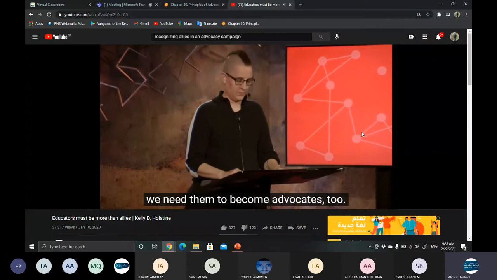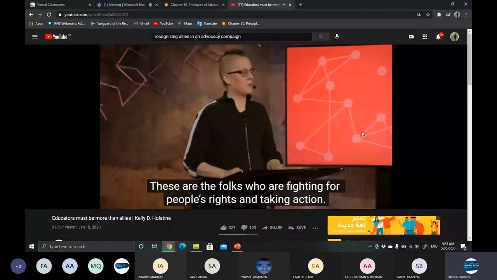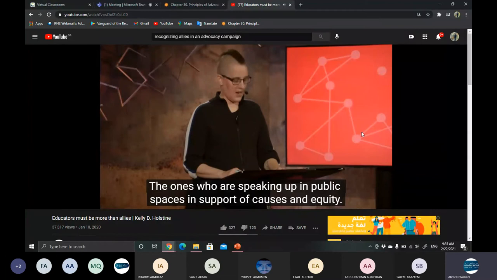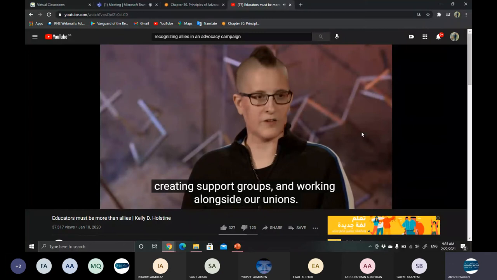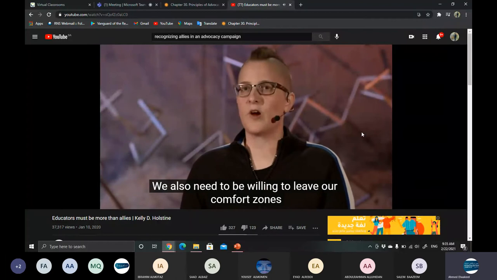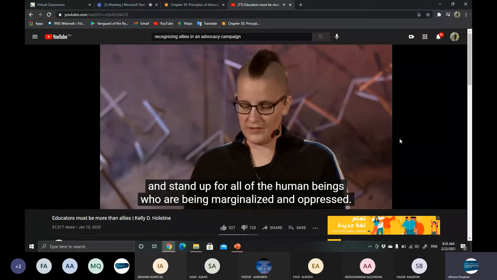These are the folks who are fighting for people's rights and taking action. The ones who are speaking up in public spaces in support of causes and equity. The people who are challenging xenophobia in school policies and in staff meetings. The educators who are writing articles and emails, creating support groups, and working alongside our unions. Support is not enough. We also need to be willing to leave our comfort zones and stand up for all of the human beings who are being marginalized and oppressed.